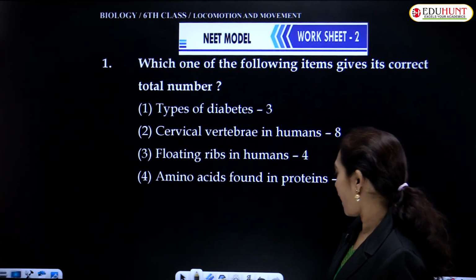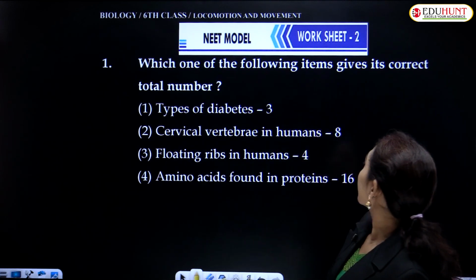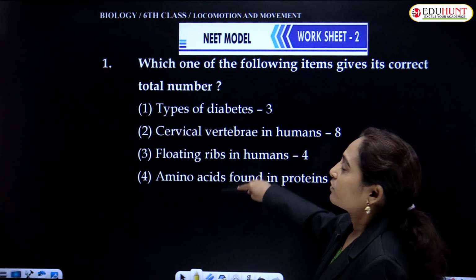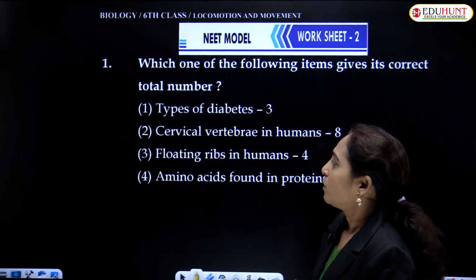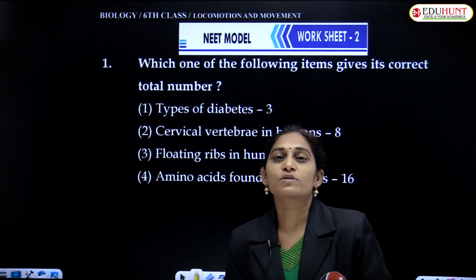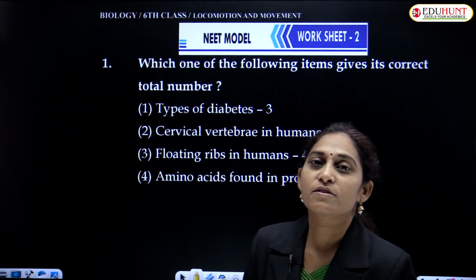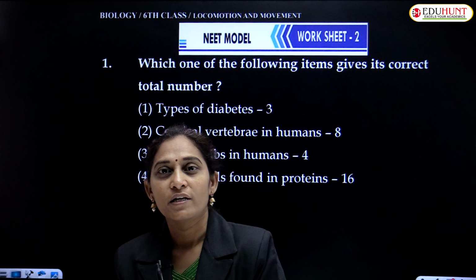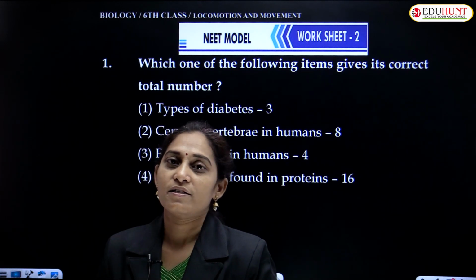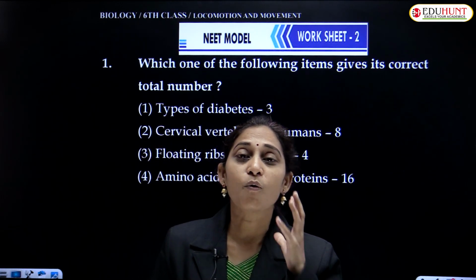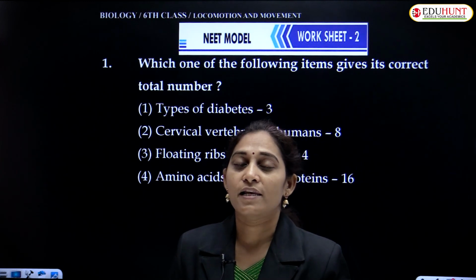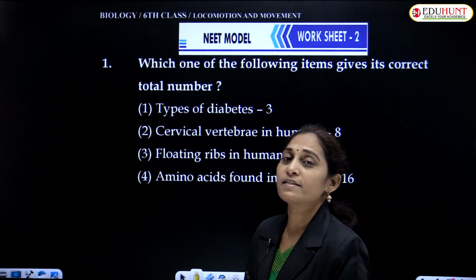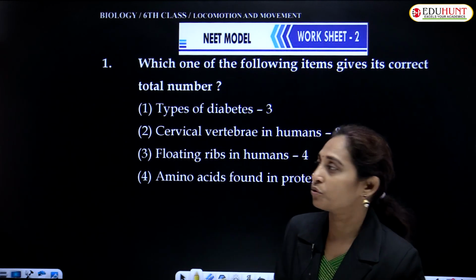Which of the following items gives its correct total number? To answer this question, we should know how many bones are present in each system, like in the axial skeletal system and also in the appendicular skeleton, and how many bones are present in the skull, in the cranium and facial bones. Like that, we should know the details of every structure.